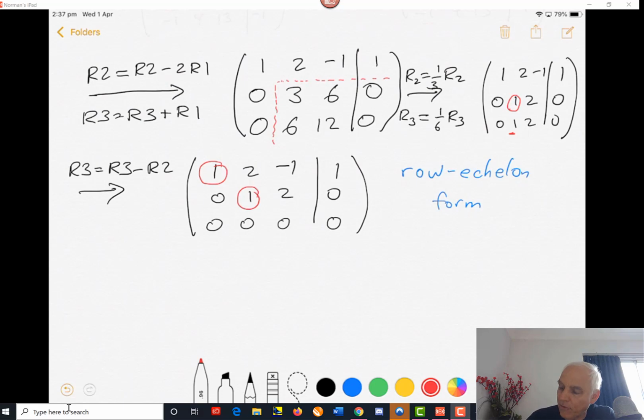So I'm going to circle this one twice. Okay, I'm going to think about it again. And I'm going to use it to get rid of everything above it. We've already got rid of everything below it. Now I'm going to get rid of everything above it. How am I going to do that? I'm going to replace row 1 with row 1 minus 2 times row 2.